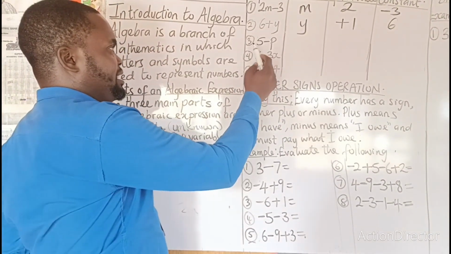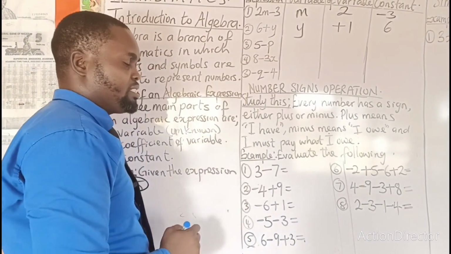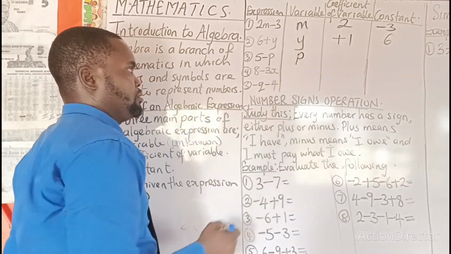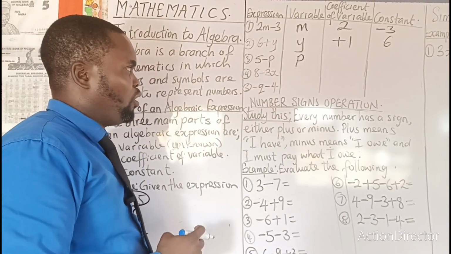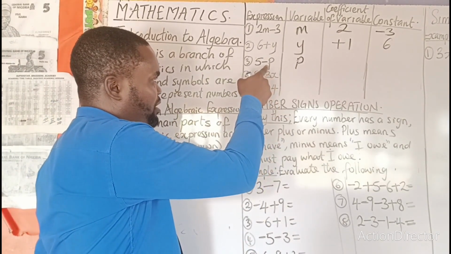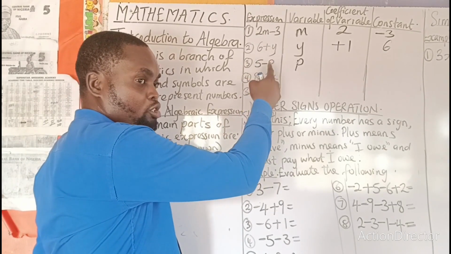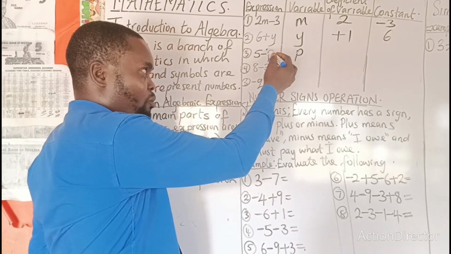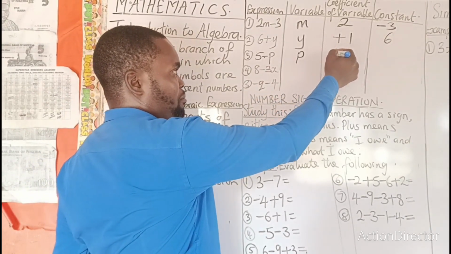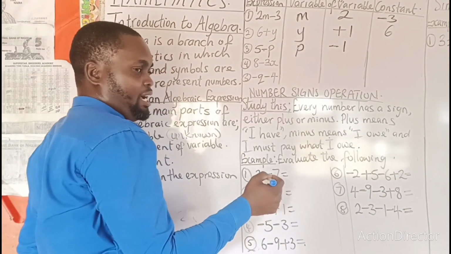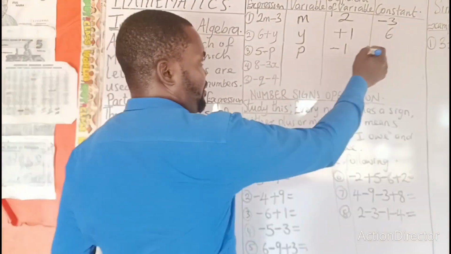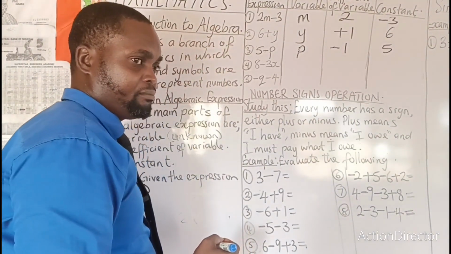Can you tell me now, what is the variable in this one? 5 minus p. What is the variable? P. Very good. Now, what is the coefficient of variable p? Minus 1. Let's look at it. What is the number attached to the p here? They did not put any number, I mean the number is what? 1. So how many p is this? 1p. So there's a 1 here, and it has a sign, minus. So the coefficient of p is minus 1. And then the constant is what? 5. Is that clear?